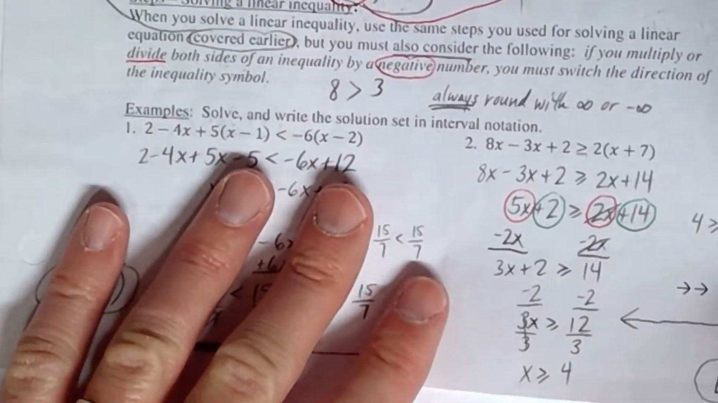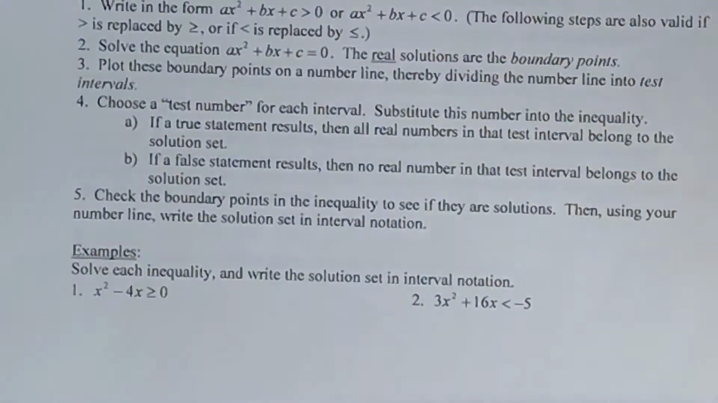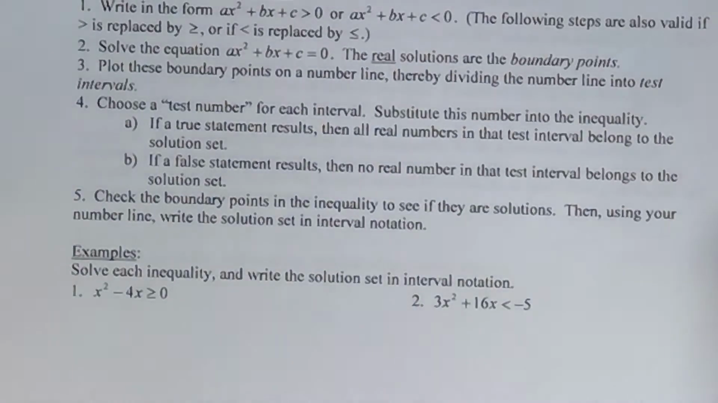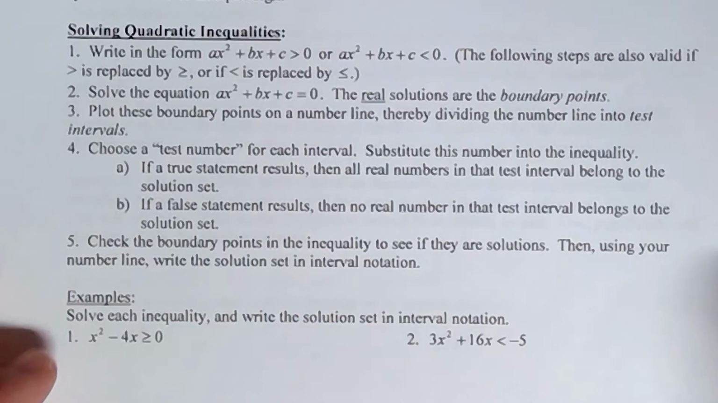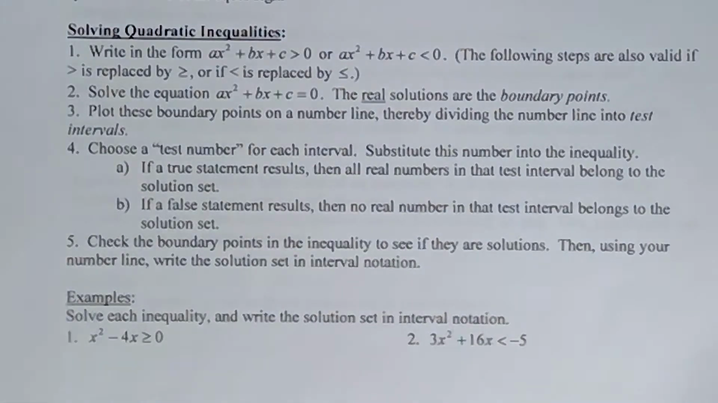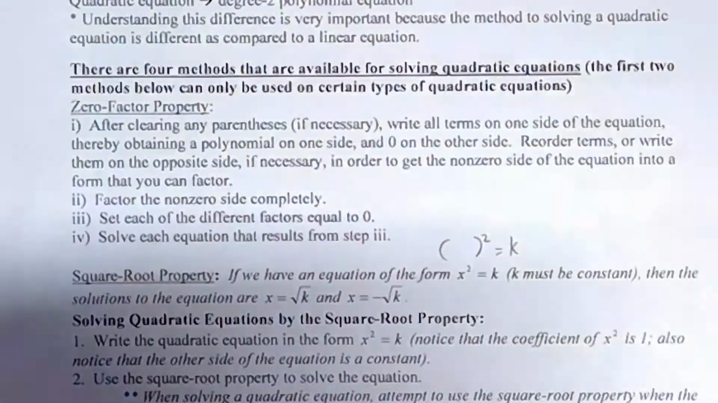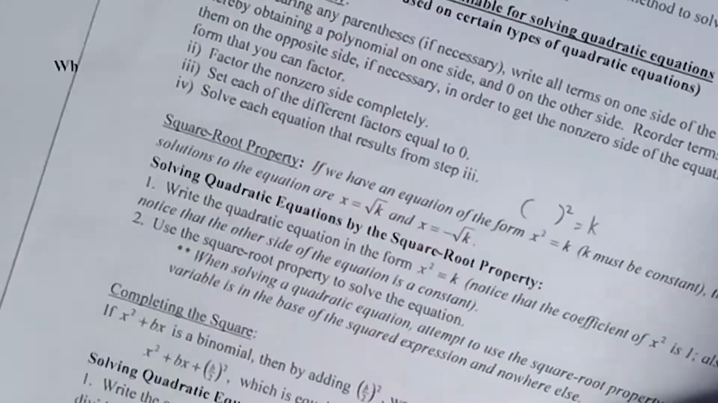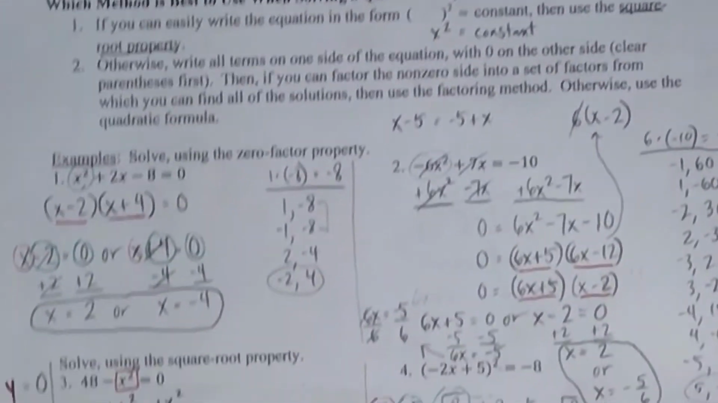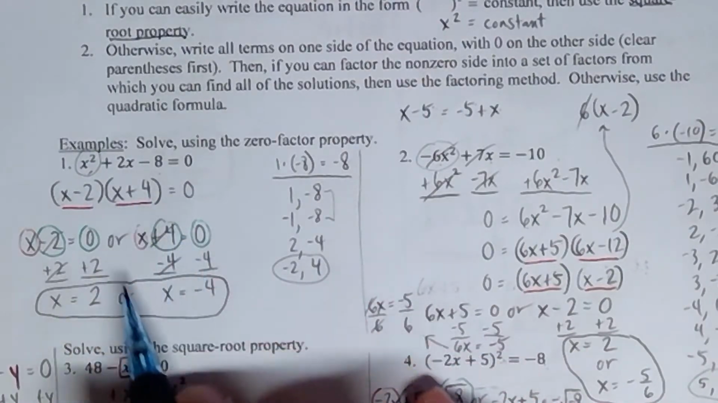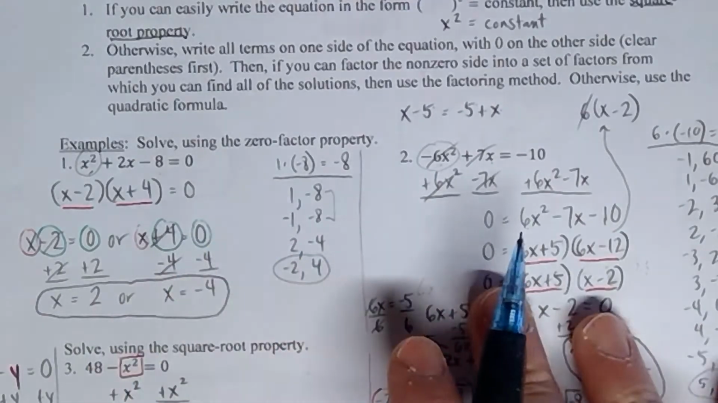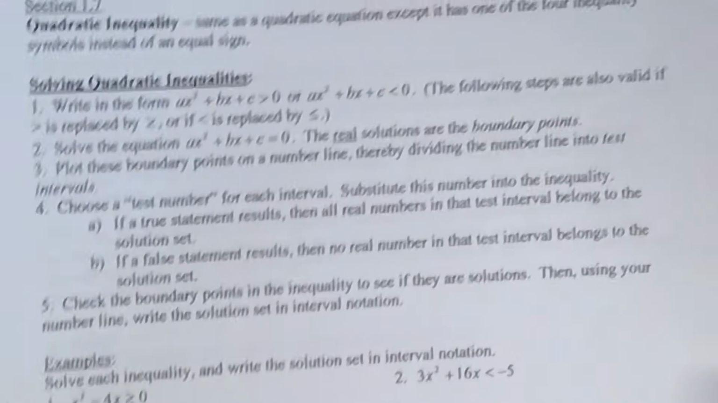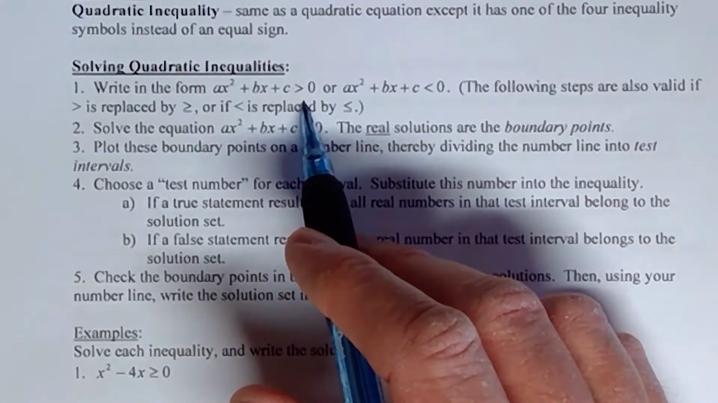I'll continue to refer to this sheet here as we go along because, like I said, there's a lot of similarities. Quadratic inequalities look a lot like quadratic equations. With quadratic equations, we now know what those are. The ones where we have the four different methods, this one being the factoring method. We saw that in section 1.4. That's what this is. So they look just like that. The difference, of course, is that there's not an equal sign. There's an inequality.